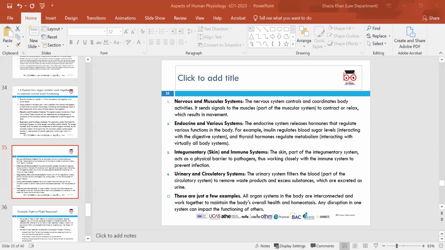And then you've got the integumentary system, the skin, and the immune system. The skin, hair, nails, and glands work harmoniously to protect the body from harm and maintain homeostasis. The integumentary system works with the immune system, and it acts as a physical barrier to disease-causing germs and houses immune cells.